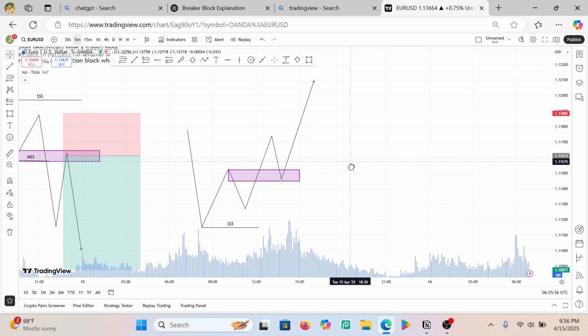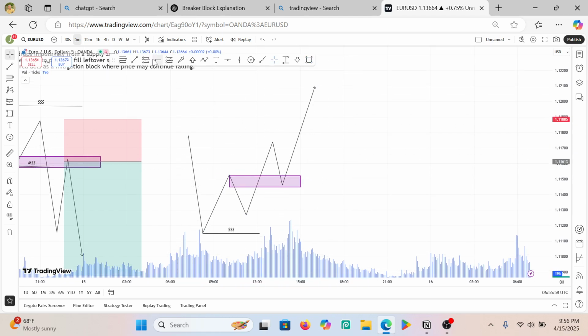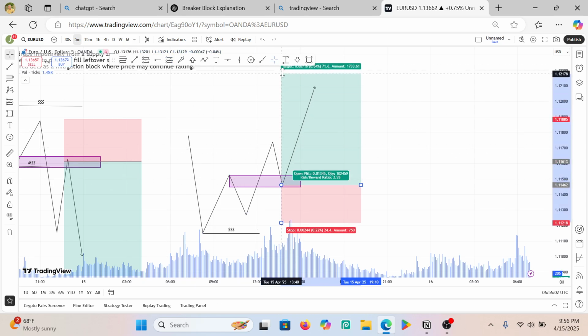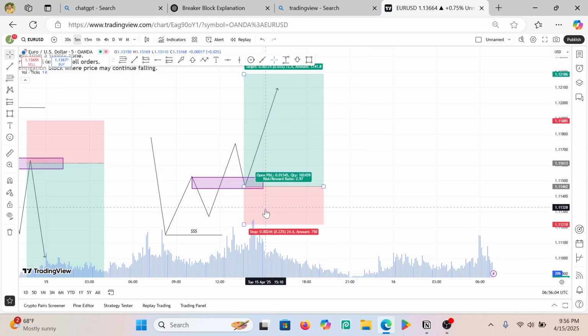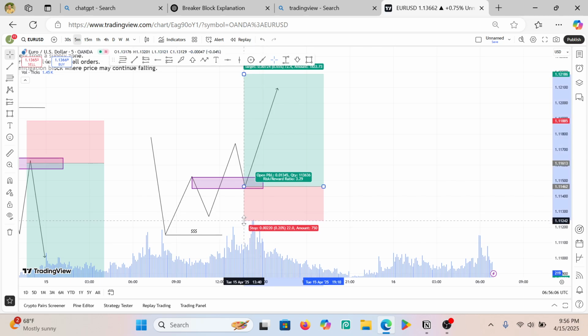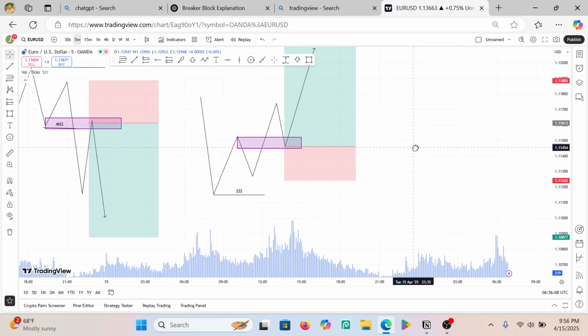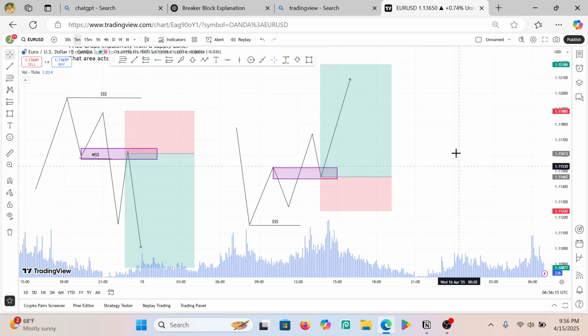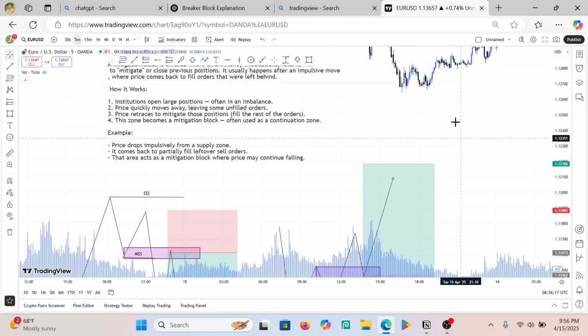The market will retrace back on this side, and your stop loss goes below this. Those are examples of mitigation blocks. This is a bearish mitigation block and this is a bullish mitigation block. So let me show you on the real chart.